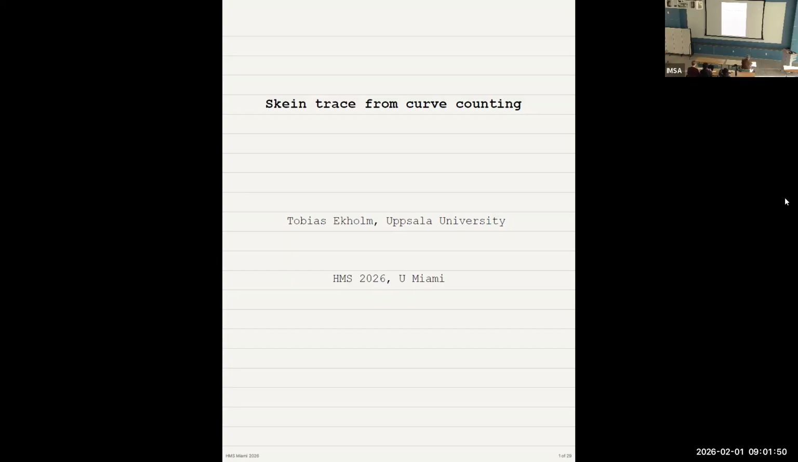So if you never heard about Skein traces, I'll tell you what it is, and it allows you to generalize some of the results there, and also to prove new things. And I'm going to try to illustrate that.